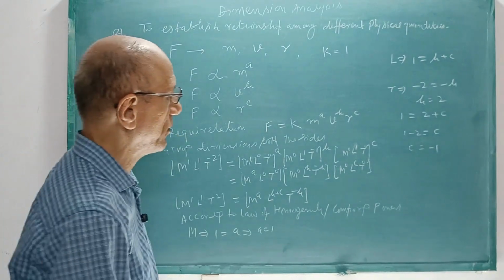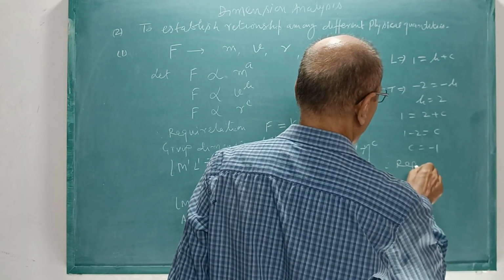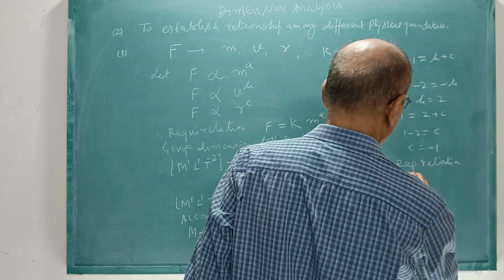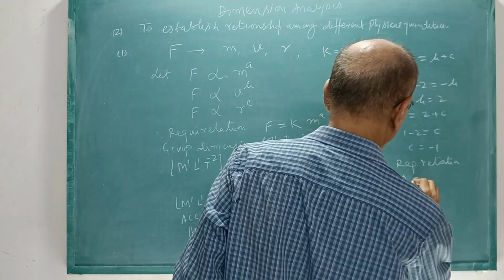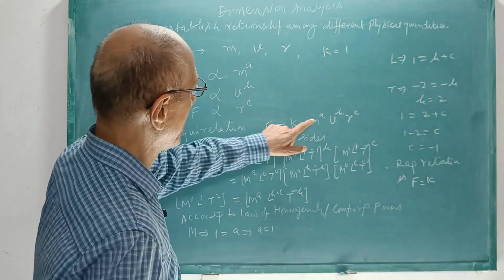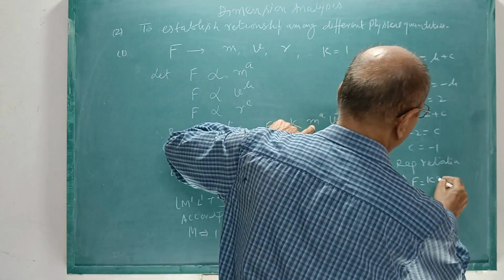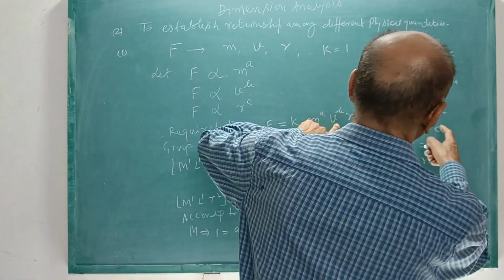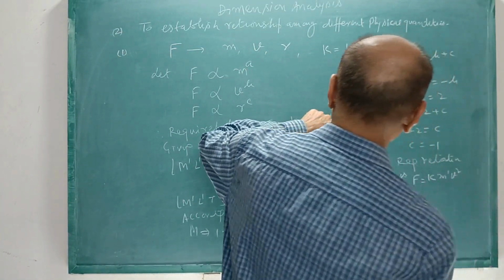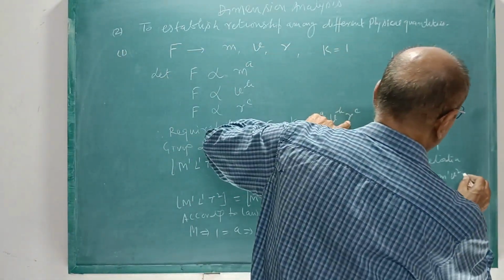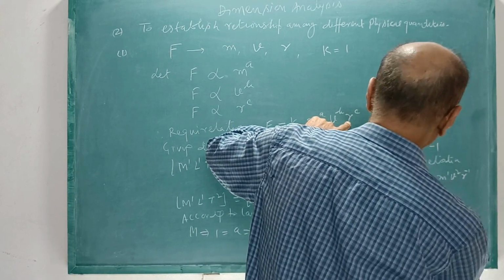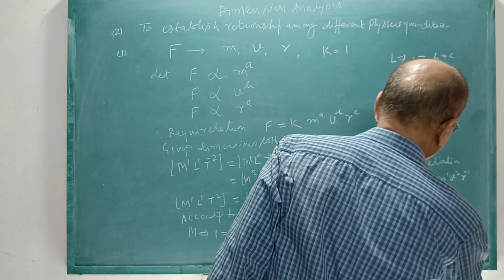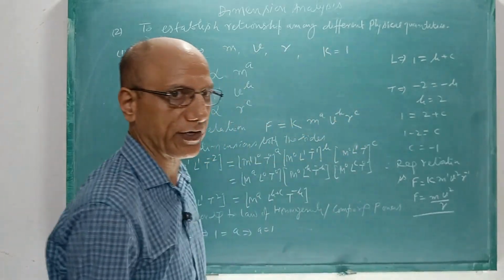Now the required relation is f equals k m raised to power a, that means m power 1, v raised to power b, that means b is 2, so v square, and r raised to power minus 1. That means f is equal to, putting the value of k as 1, m v square by r. So this is the required relation.